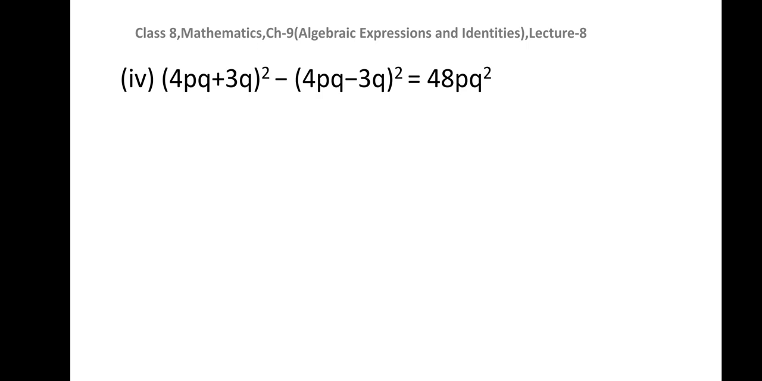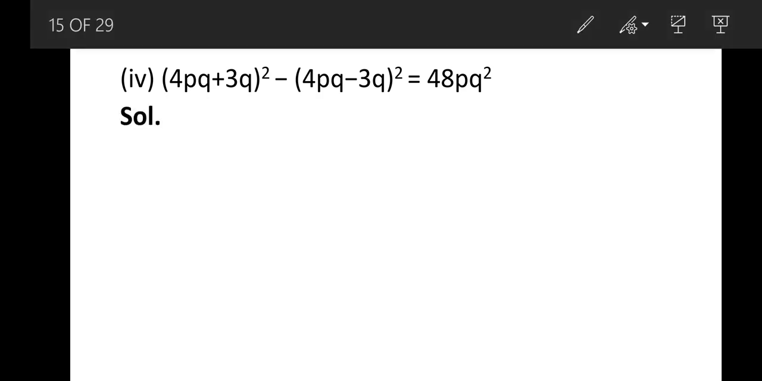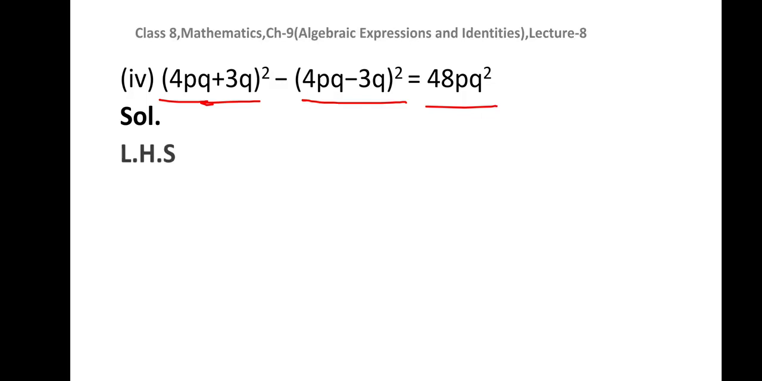Coming to the fourth part. In this fourth part, dear children, you must be observing that here it is a plus b whole square minus a minus b whole square. In this question, you are supposed to use both the identities on the left hand side and show whether it is equal to 48pq square or not. Let us see. I am taking the left hand side.